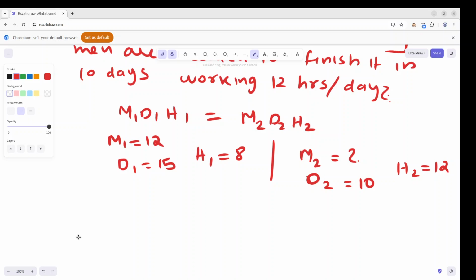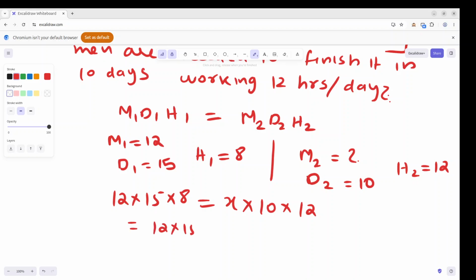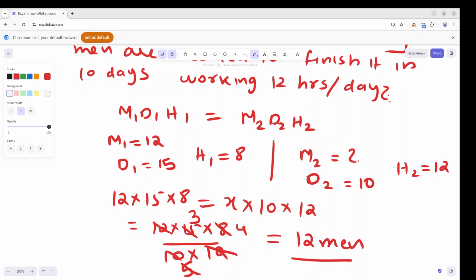So the formula is M1 D1 into H1 equals M2 D2 into H2. That is 12 into 15 into 8 equals X into 10 into 12, so X equals 12 into 15 into 8 by 10 into 12. Cutting with 2, cutting with 5, we get 12 men. 12 men are needed to finish the same work. I hope so far it is clear to everyone.